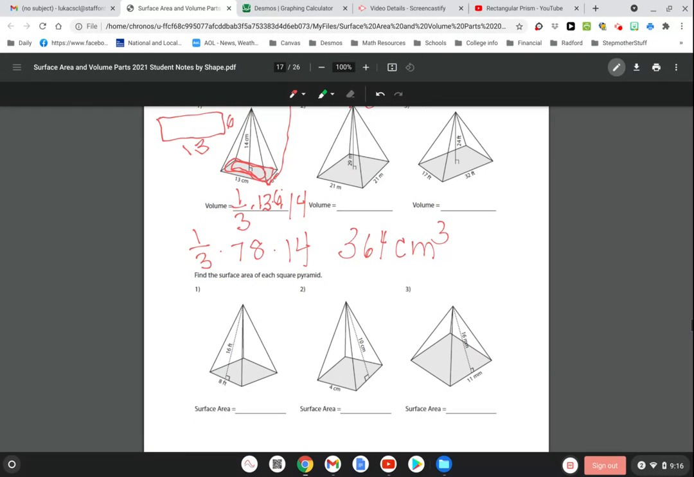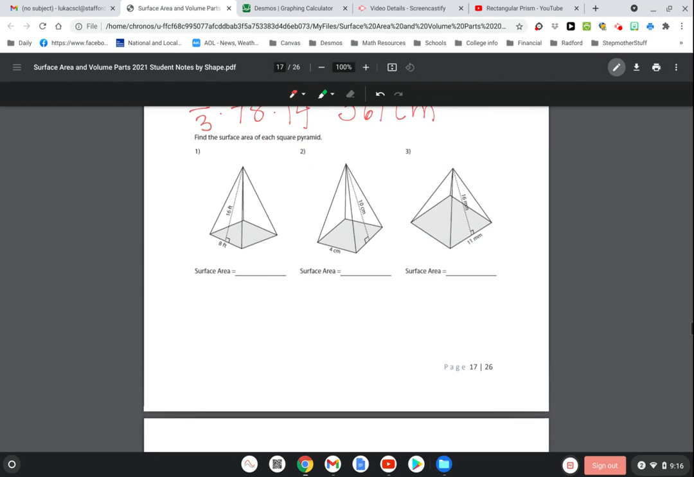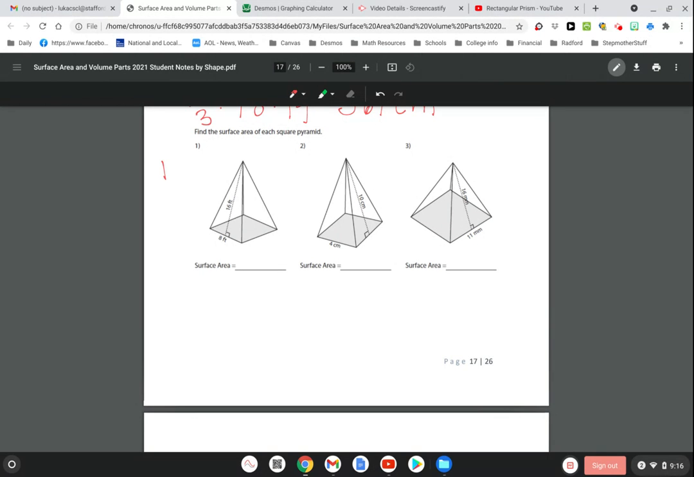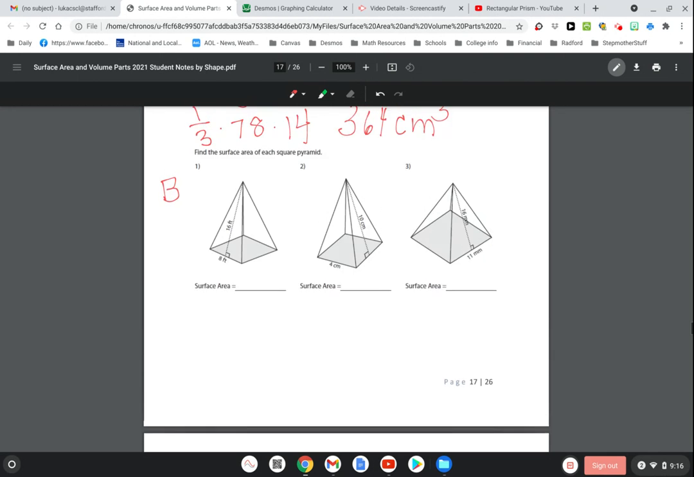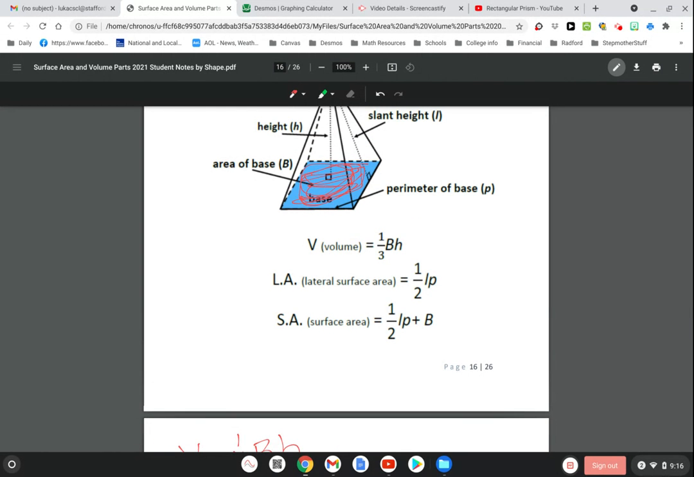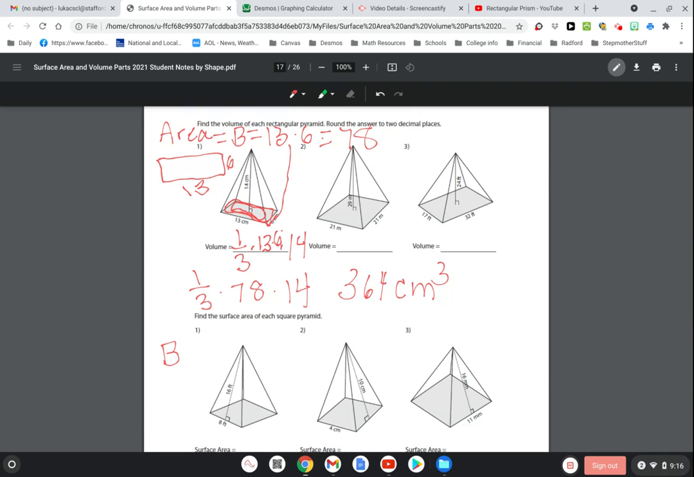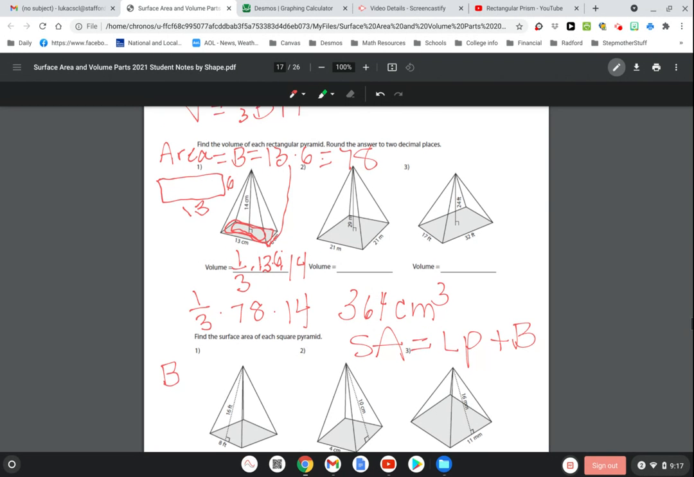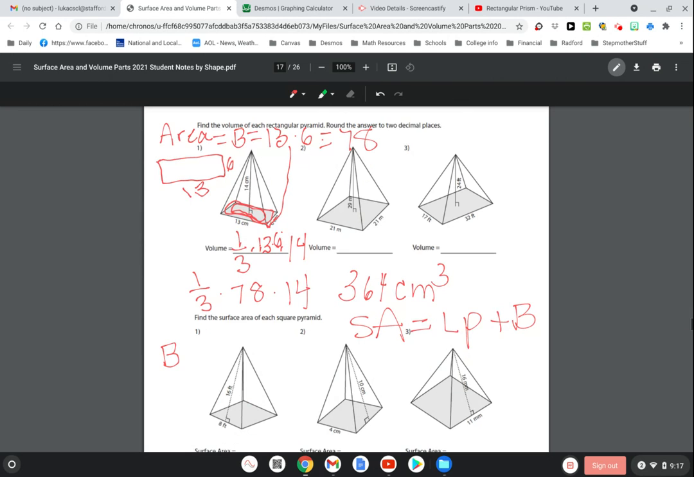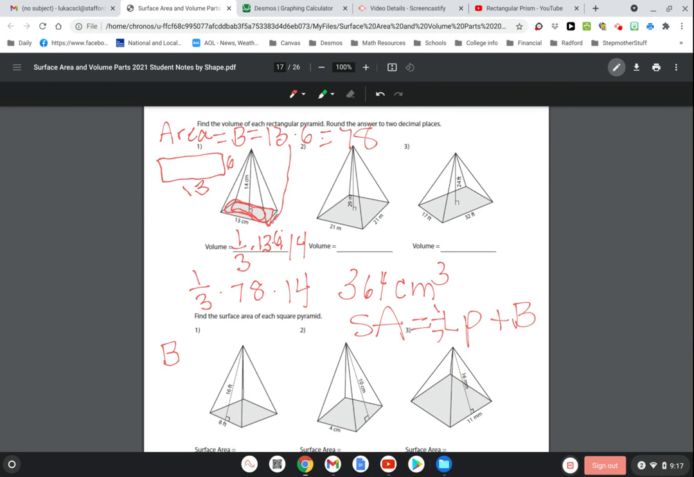So now if we come down here and we do the surface area, we're still going to need the big B. Okay, that's not going away. And if you go back up here and look at the surface area formula, we're going to need more than just that. We're going to need the L and the P. And remember, the P is the perimeter of that square or rectangle. So I'm going to go write down that formula. Surface area equals 1/2 times L times P plus B. Hopefully I wrote that down right. Oh, I forgot the 1/2. See, got to be careful with those formulas.